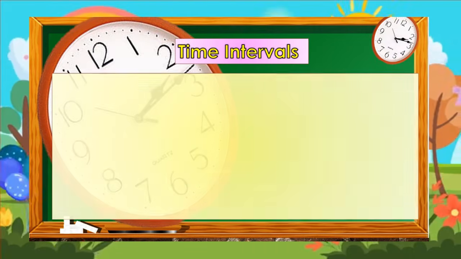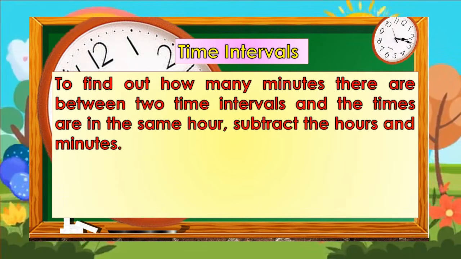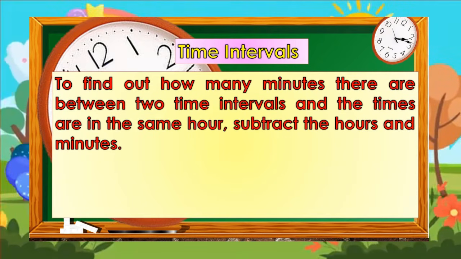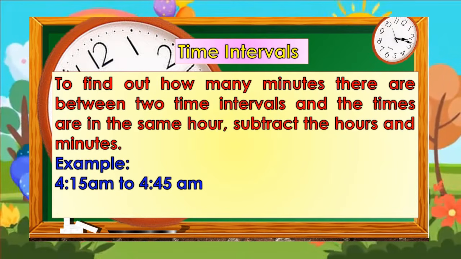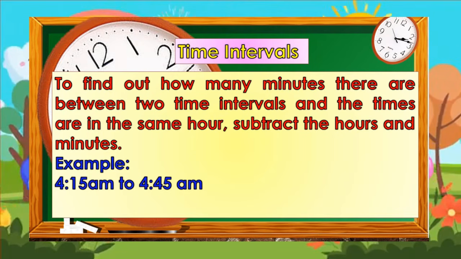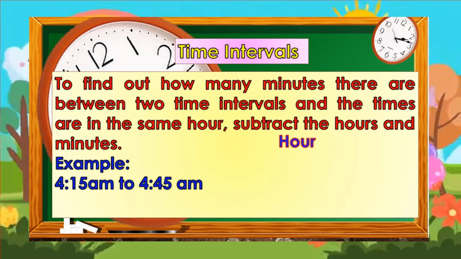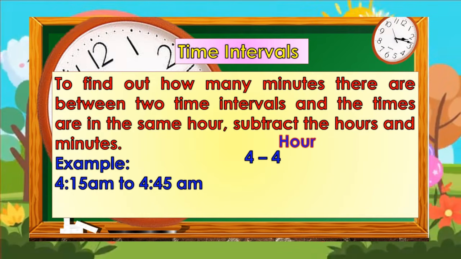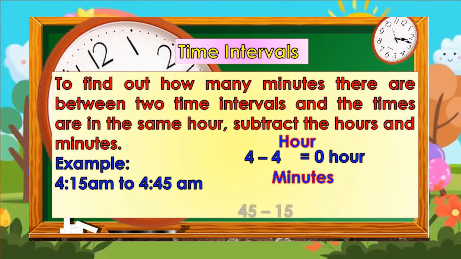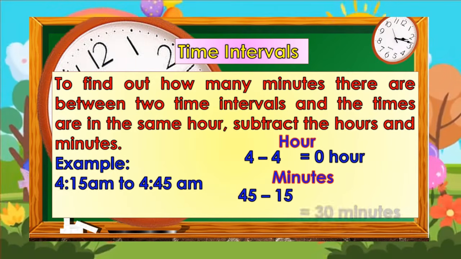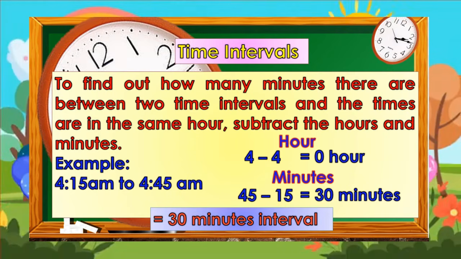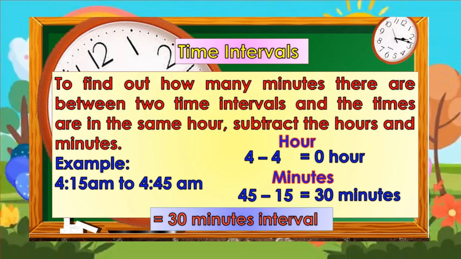How about the time interval for minutes? To find out how many minutes there are between two times and the times are in the same hour, subtract the hours and minutes. In our example, we have to find out the interval of 4:15 AM to 4:45 AM. So we have to take first the hour, which is 4, and then the other one is 4. So 4 minus 4, the answer is 0. And then the minutes, we have 45 minutes and 15 minutes. So 45 minus 15, the answer is 30 minutes. Now, the final answer is a 30 minutes interval between 4:15 AM to 4:45 AM.